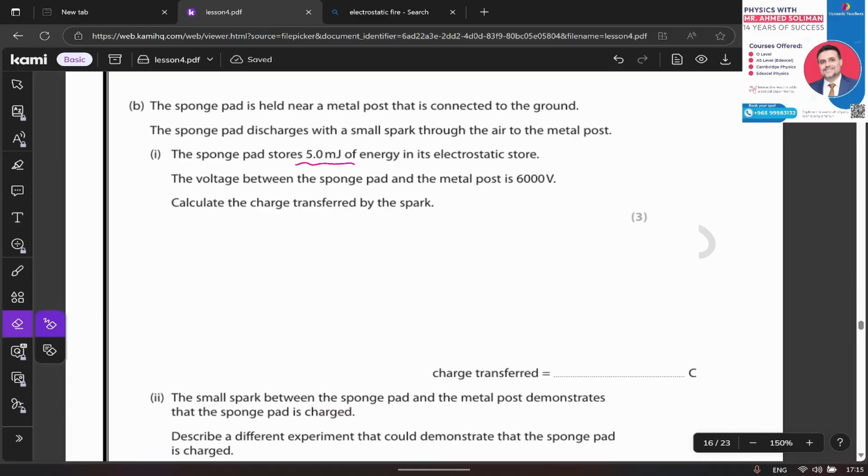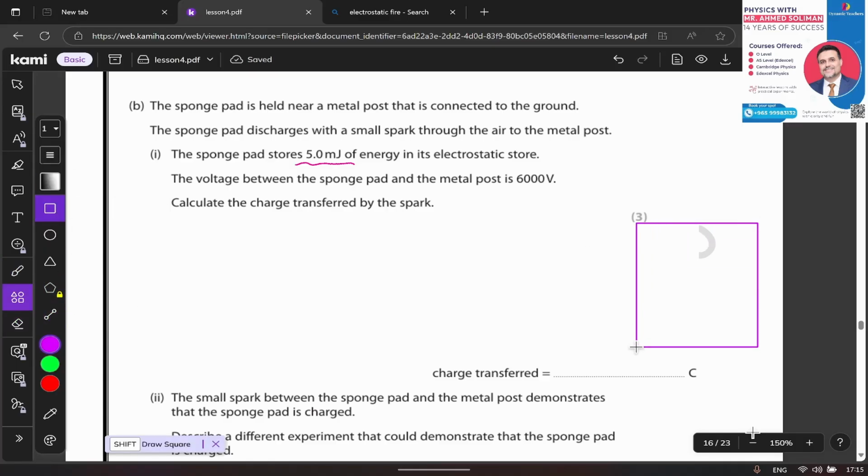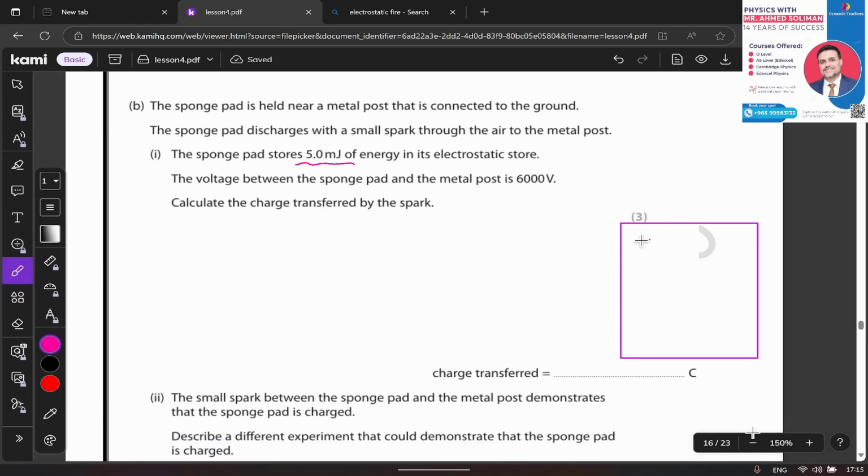The voltage between the sponge pad and the metal post is 6,000 volts. Calculate the charge transferred by the spark. So now what is the given? Energy. Energy equals 5 millijoules. So can we convert it? Yeah, divide by 1,000. So what is the answer? 0.005. I prefer to write it as 5 multiplied by 10 power negative 3.